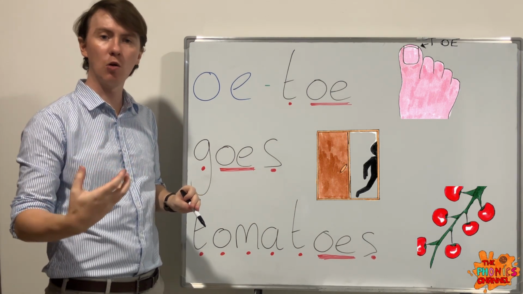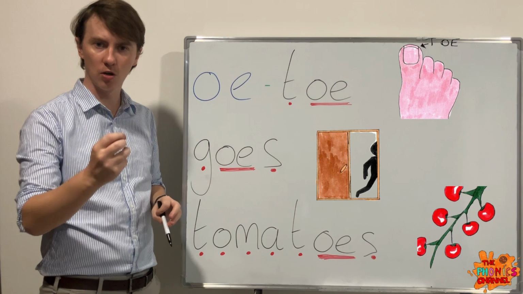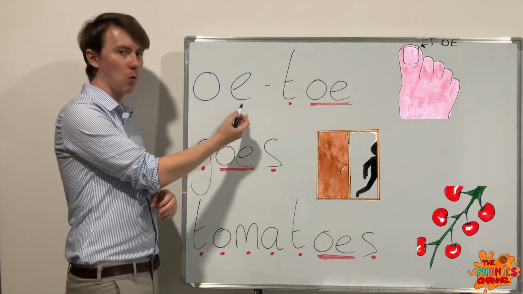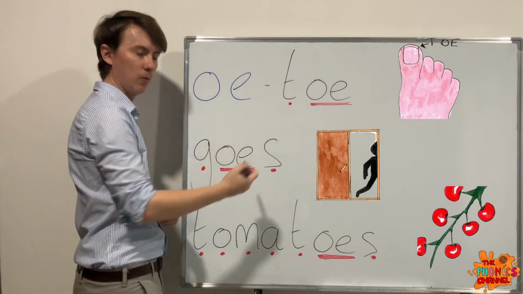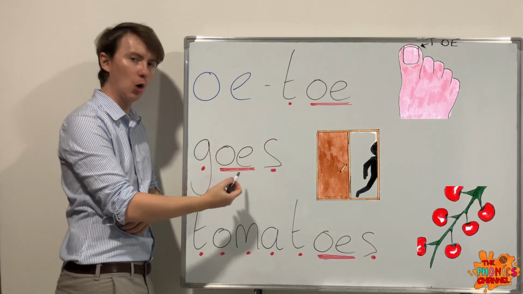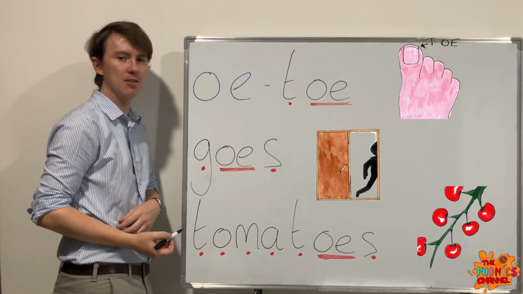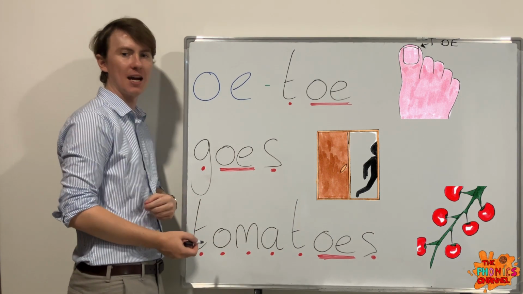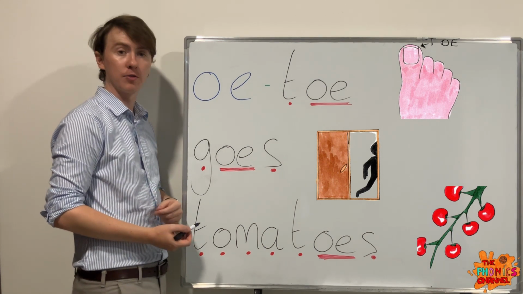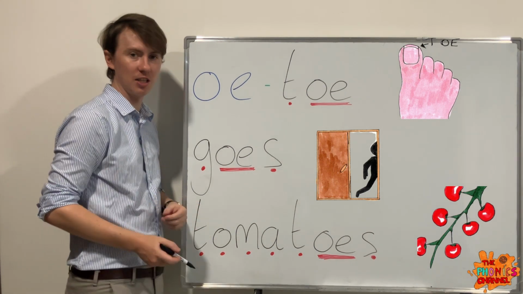Say it with me at home, like always, to practice your pronunciation. O, O, toe, T-O, toe. Goes, G-O-E-S, goes. And tomatoes, tomatoes. More than one tomato there if it's got an S on the end.